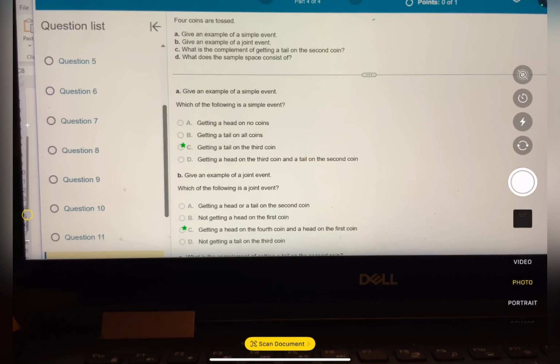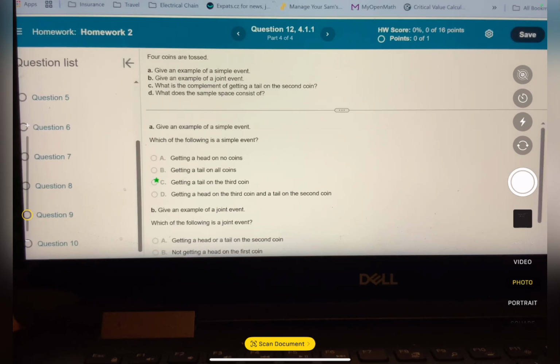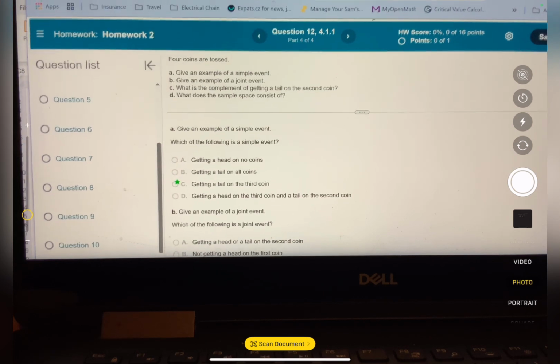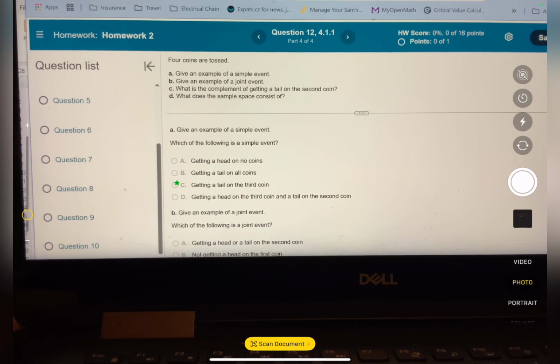Okay, so we are doing question number 12 for homework 2. All right, let's see what questions we have. Four coins are tossed. Okay, we are doing probability questions. So let me see. A, give an example of simple event.